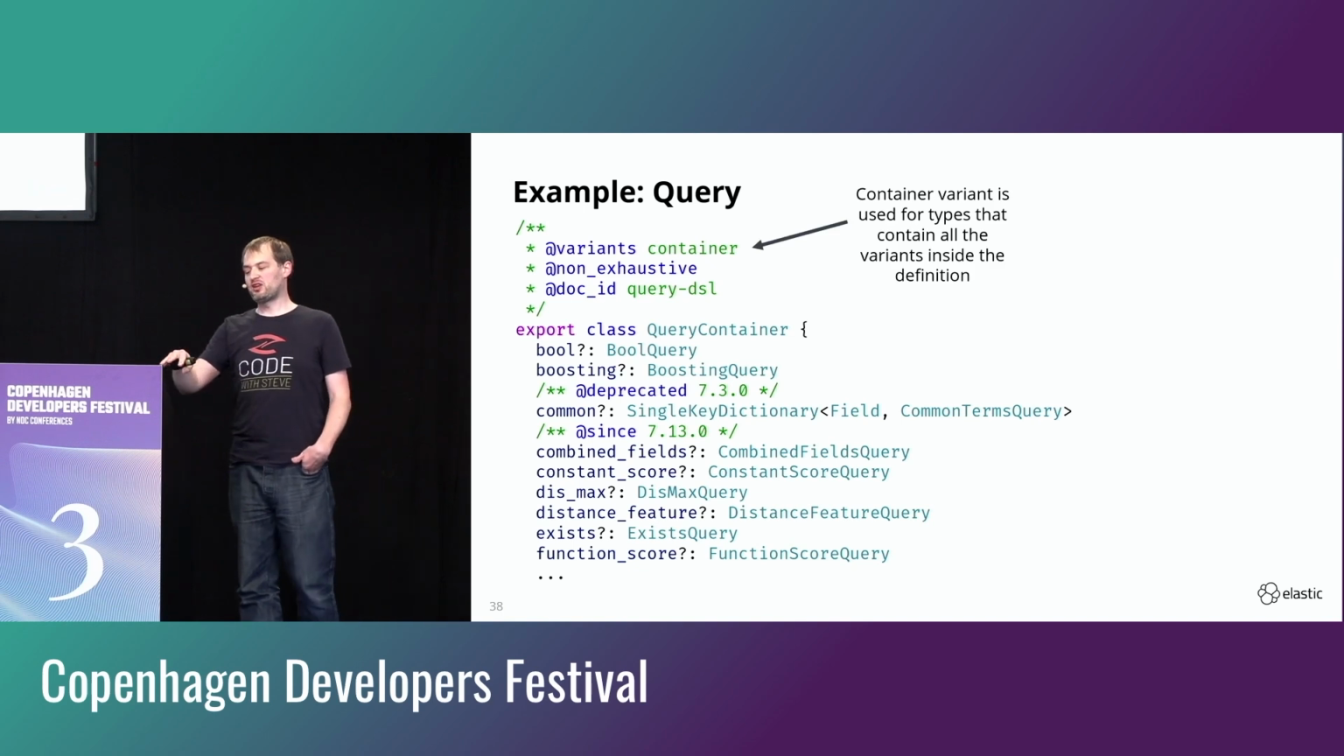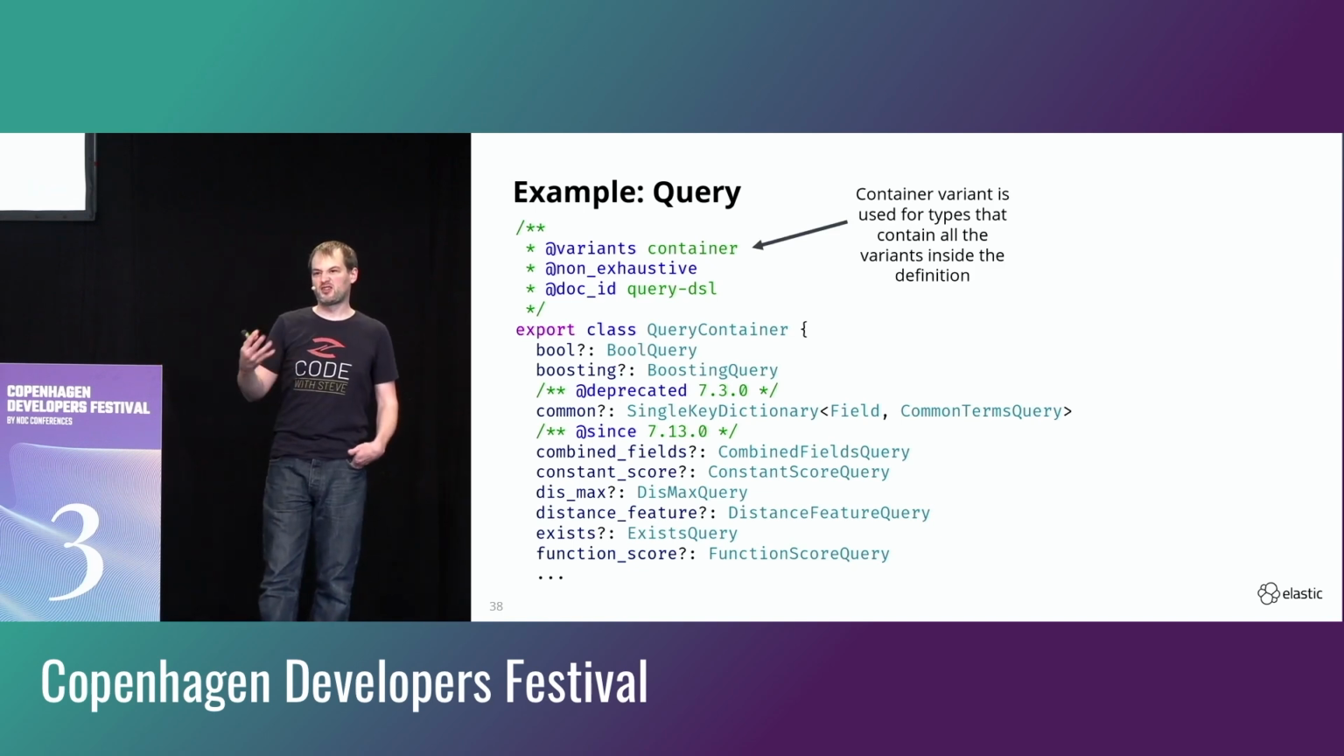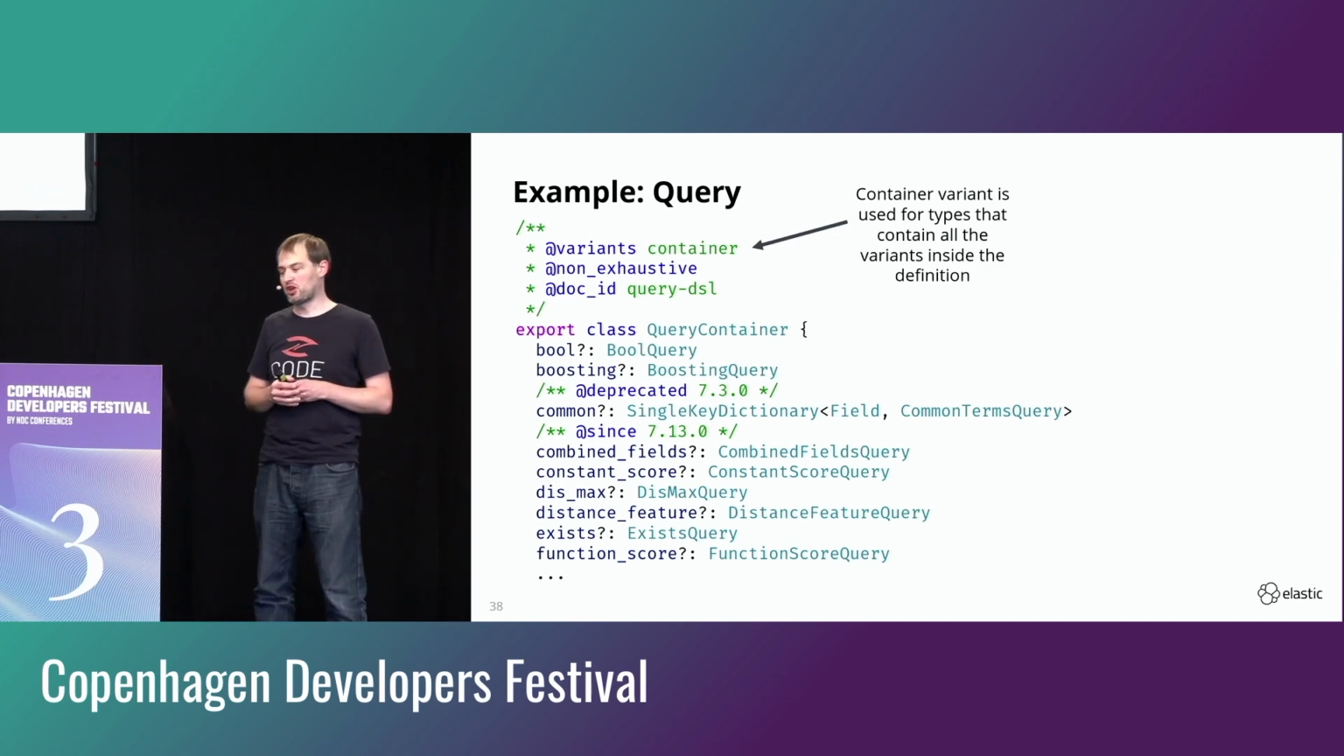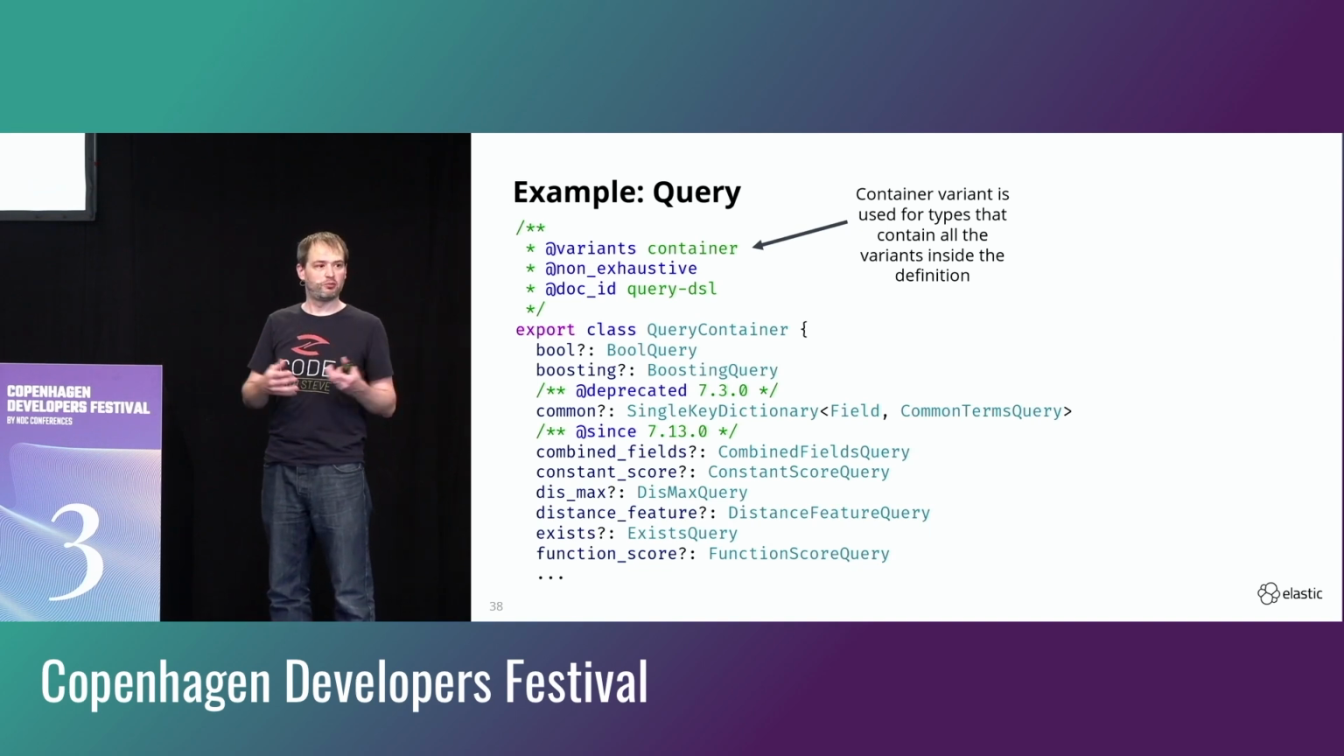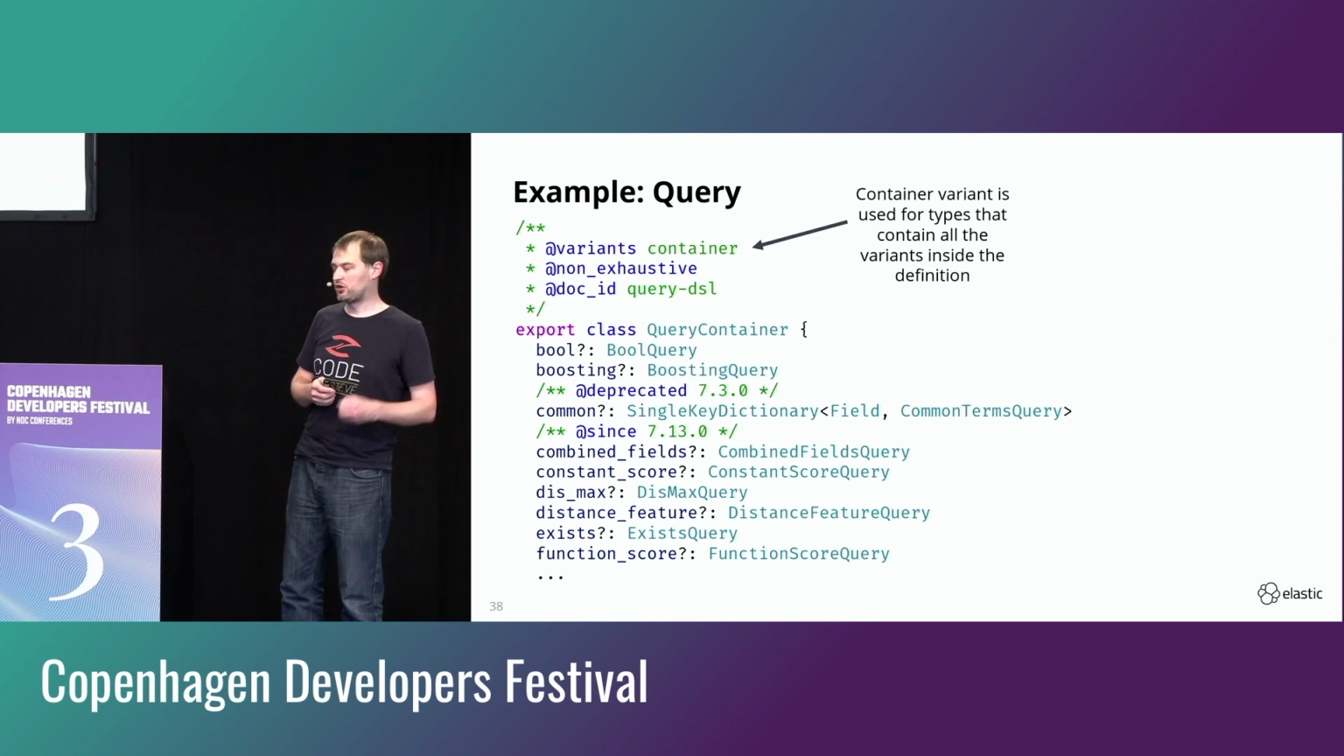And we use this variance tag here to identify that this is a container which contains all of the possible variants we know about. It's non-exhaustive because custom plugins and things can add custom query types that we might not know about, so we allow for the fact that the generated code has to be flexible enough that you could provide a custom version of one of these as well.